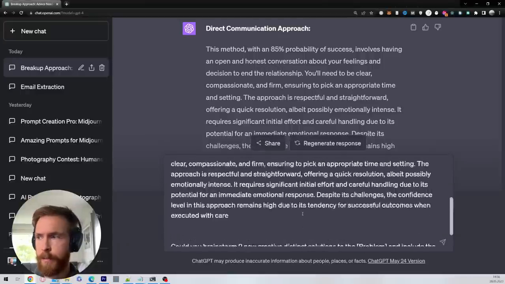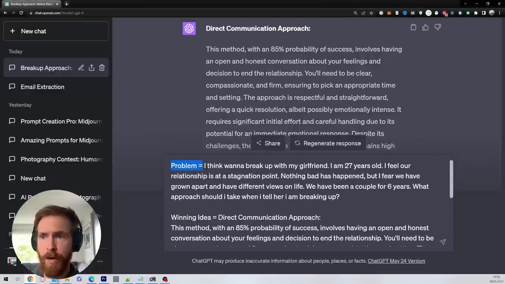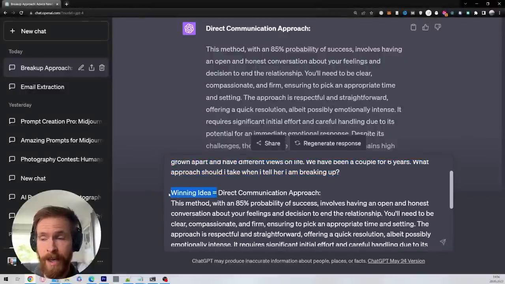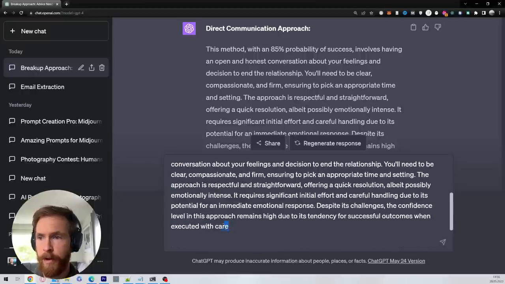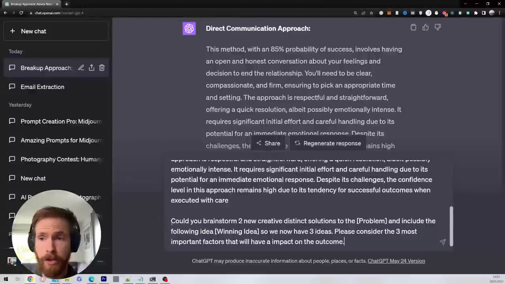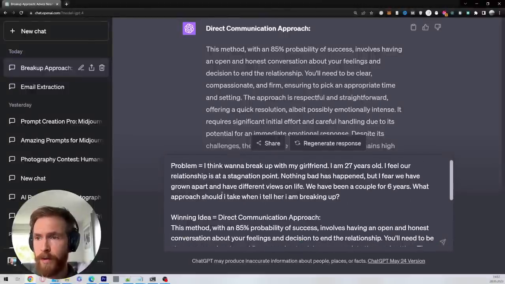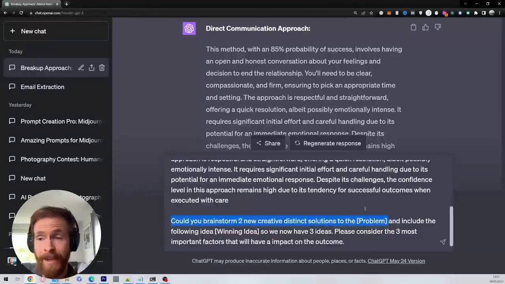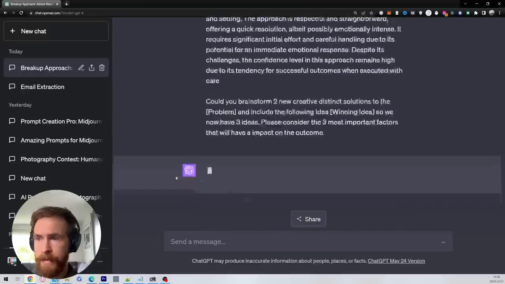So I'm just gonna paste in the prompt here and explain it. So I'm just gonna go: problem equals. And here we repeat our problem for the first step. Winning idea. This is our winning idea from the previous prompt, right? And now we just go: could you brainstorm 2 new creative distinct solutions to that problem in brackets, right? Because we have the problem here. And include the following idea. That's gonna be the winning idea that we have here, right? So we have now 3 ideas. Please consider the 3 most important factors that will have an impact on the outcome. All right, so let's spin this up.